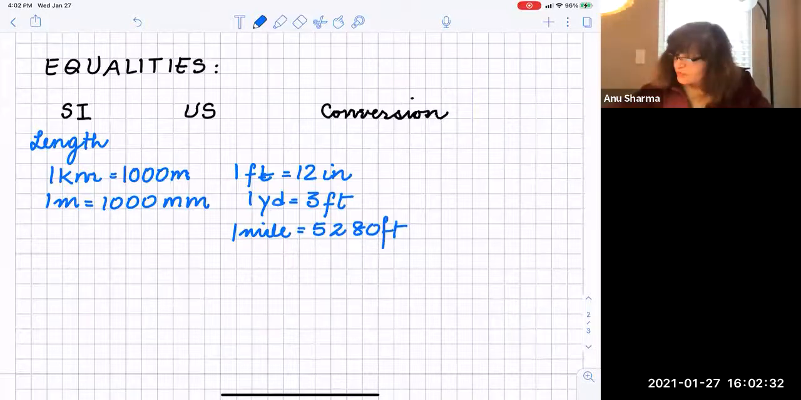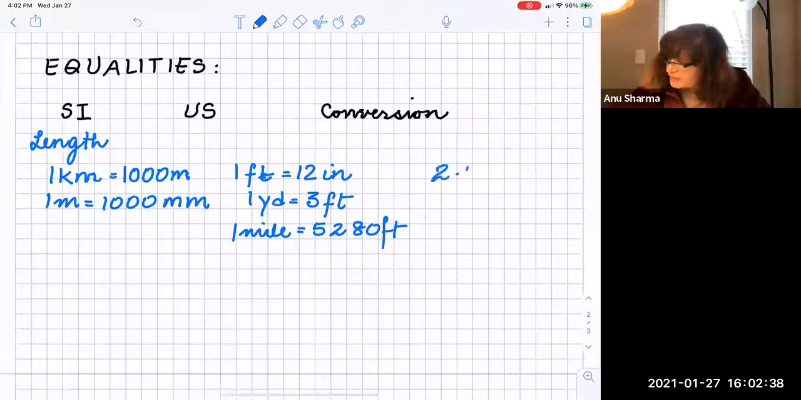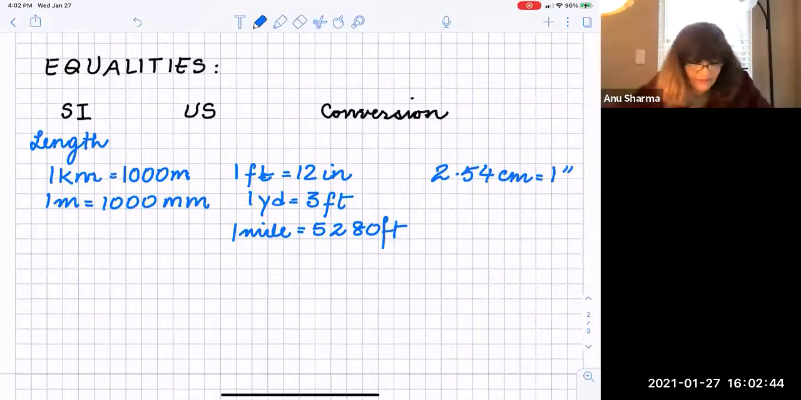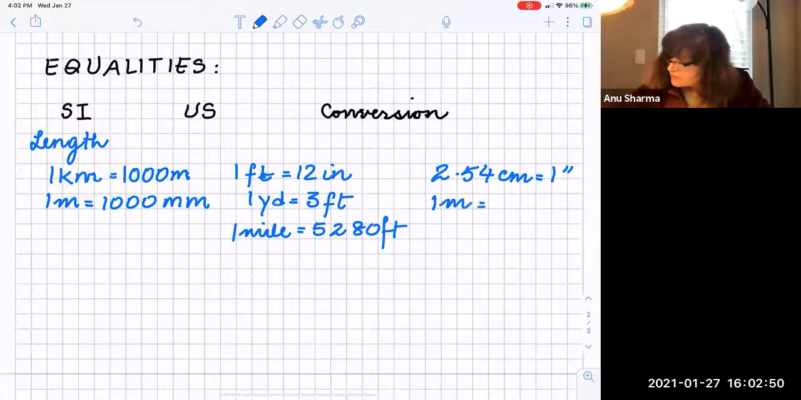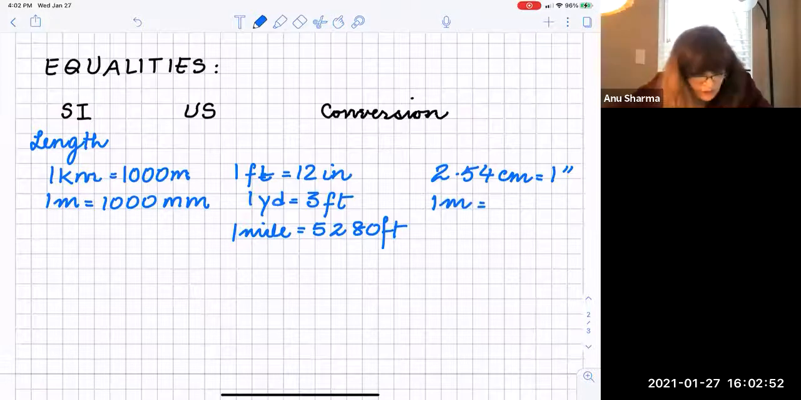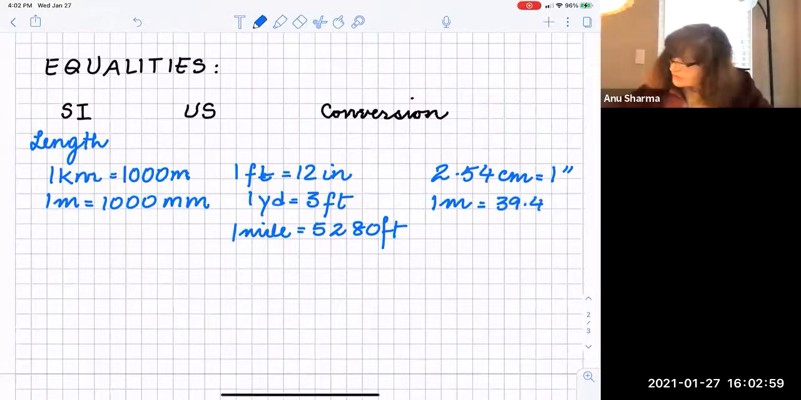Now we need to convert them in order to stabilize these two. So how do we do that? They've developed this: 2.54 centimeters is equal to 1 inch. And 1 meter is equal to 39.4 inches.